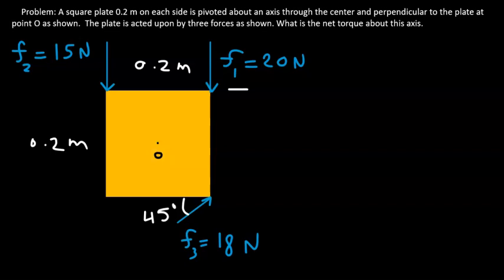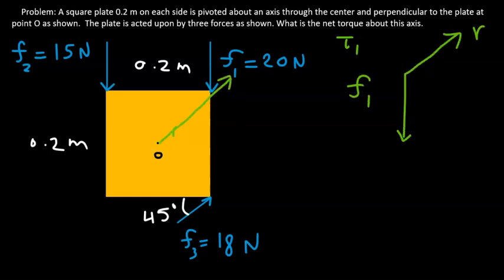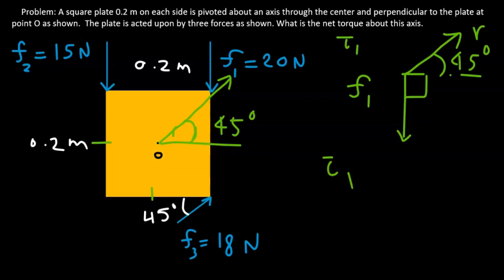Let's do the first force first, which is force 1. The direction of F1 is that way, and as you can see, the position vector extends from the axis of rotation to where the force acts, so it's going to go like that. So that means the angle between the two vectors is, this is 90 and this is 45 degrees, because that is this angle right here. It's 45 degrees because this is a square plate.